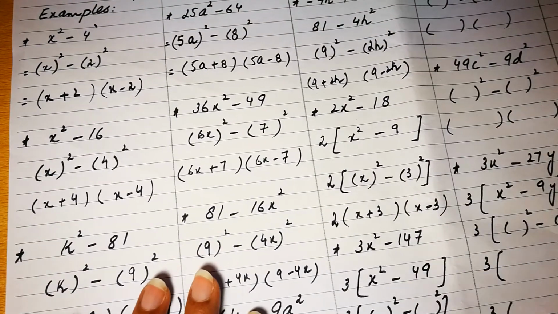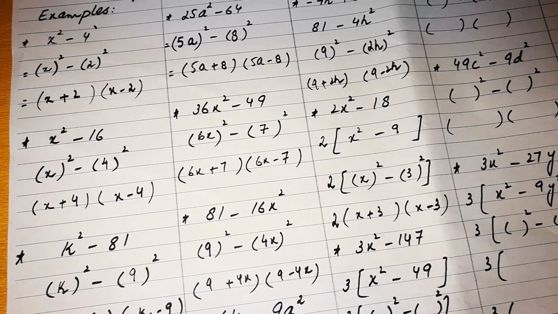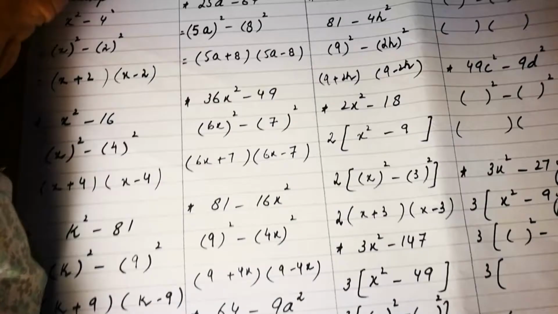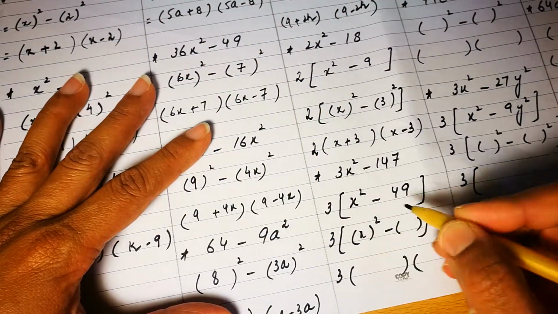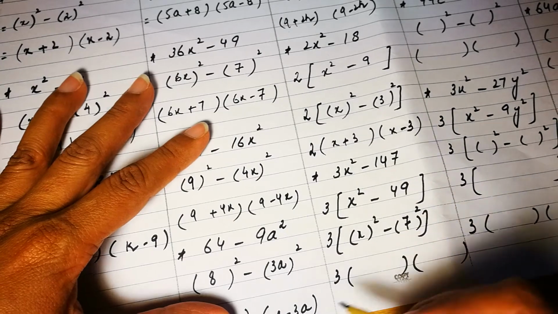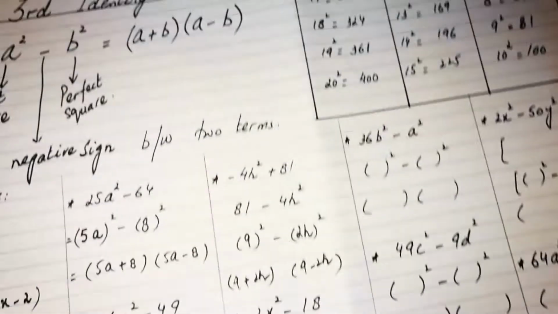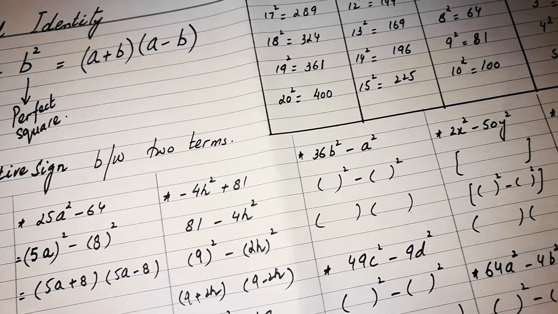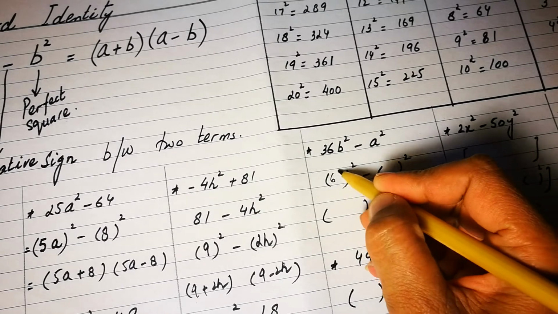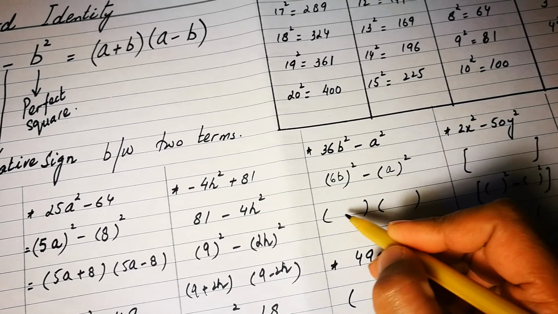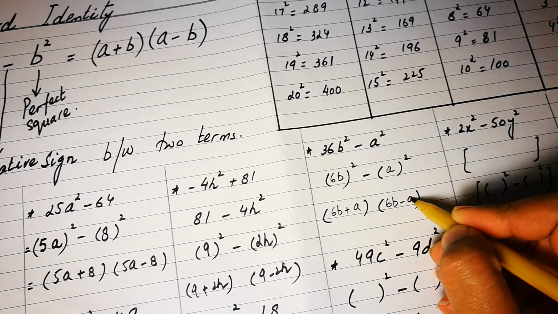Similar example, 3x square minus 147. I have taken 3 common, so I'm left with x square minus 49. So that would be x whole square minus 7 square. That will give me x plus 7 and x minus 7. Now, if I'm having 36b square minus a square, I can write it as 6b whole square and a whole square. So that will give me 6b plus a, 6b minus a.